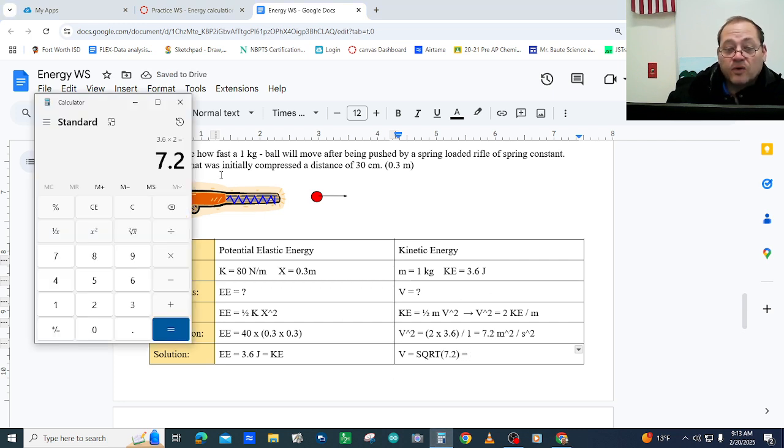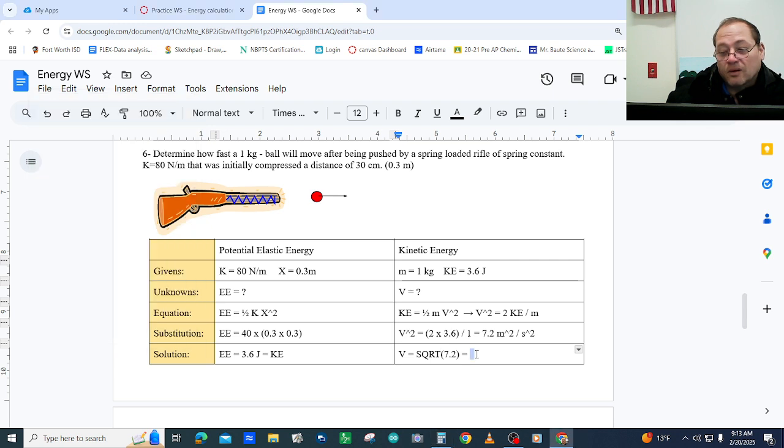So how much is the square root of 7.2? Right here, I'll just get the square root. I get 2.68, rounded. So 2.68 meters per second, and that is the answer for this problem. The ball will be moving at a speed of 2.68 meters per second. This number is too red, so let's lower it. There. Okay, and that is how you do it.